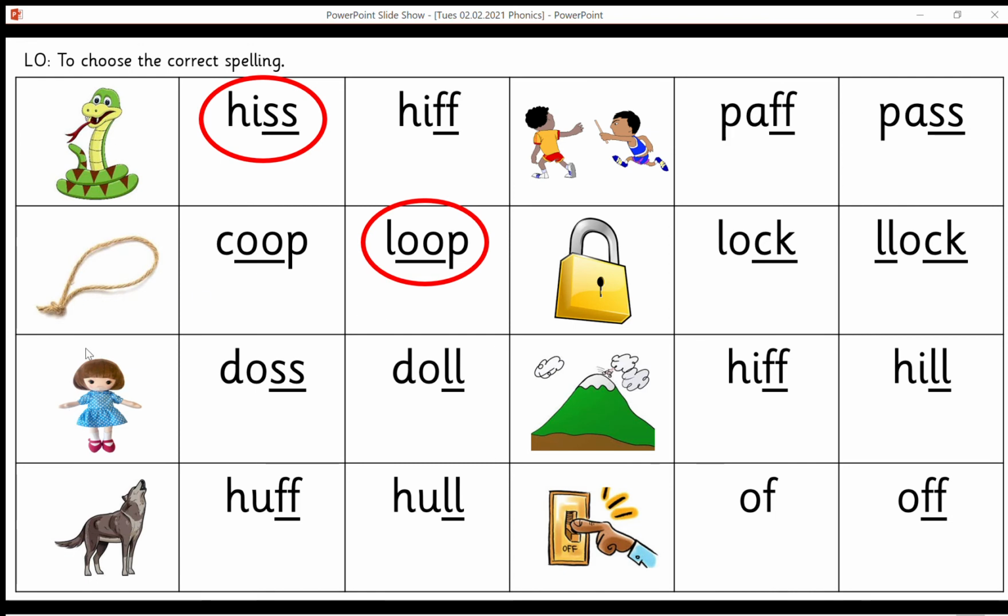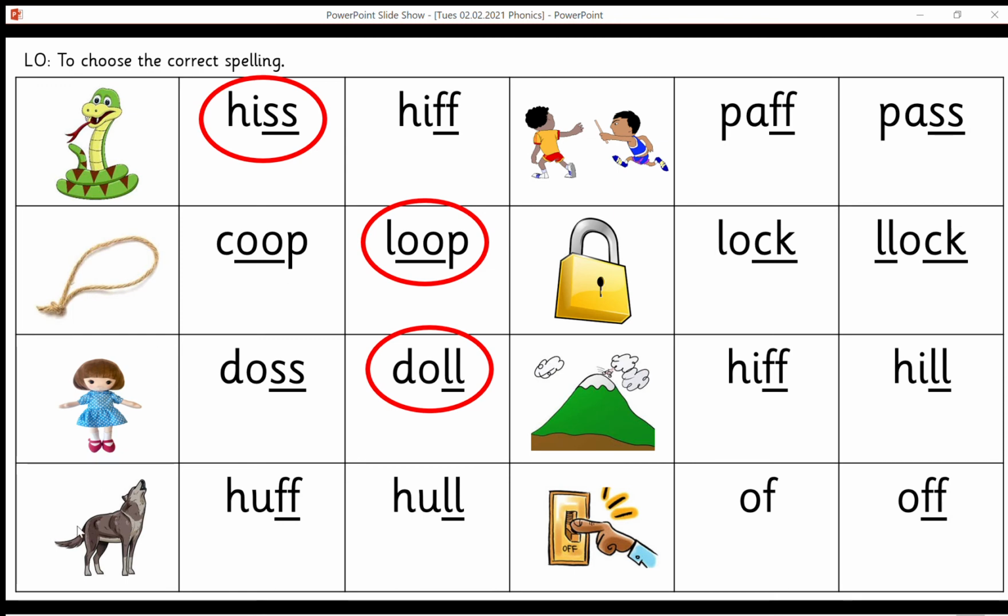Let's have a look at the picture. What word matches this picture? Yes, that's right. It's doll, isn't it? Okay, so let's have a read. D-o-s, dos. D-o-l, doll. Is it dos or is it doll? Point to which one you think it is. Let's see if you're right. Good job. That's right. It's doll with the digraph L at the end.